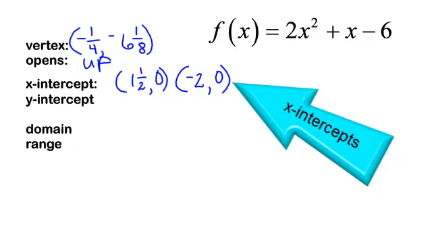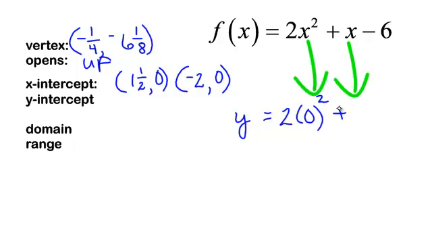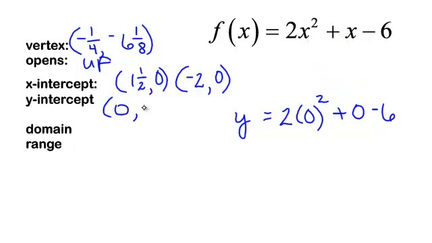Now let's find the y-intercept. In order to find the y-intercept, I will let x equal 0. So that's going to be 2 times 0 squared plus 0 minus 6. So y will be negative 6. So when x was 0, y was negative 6.